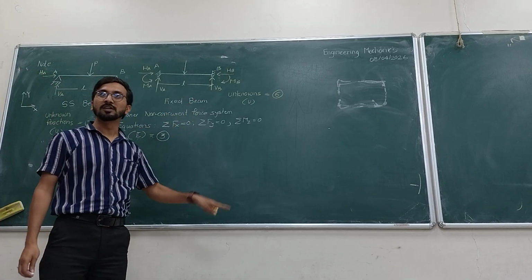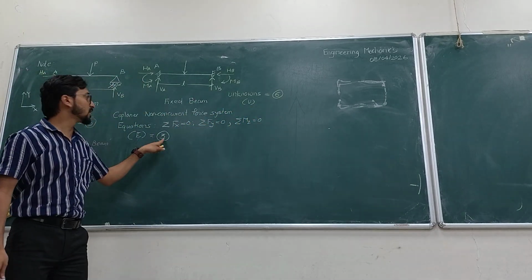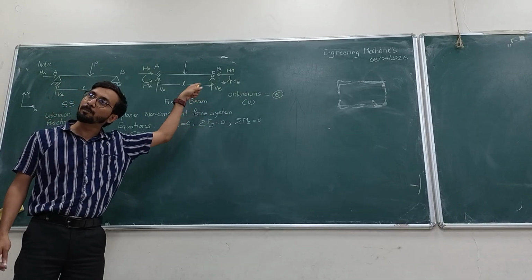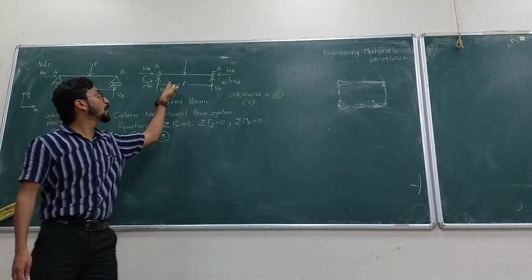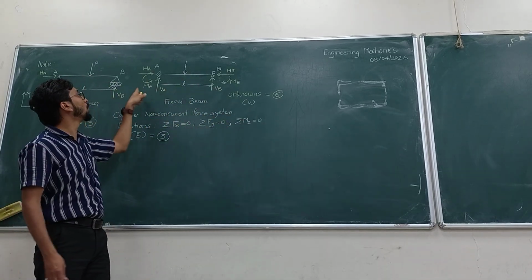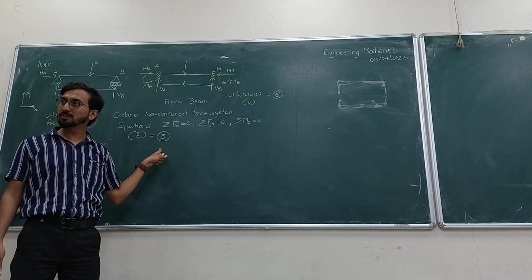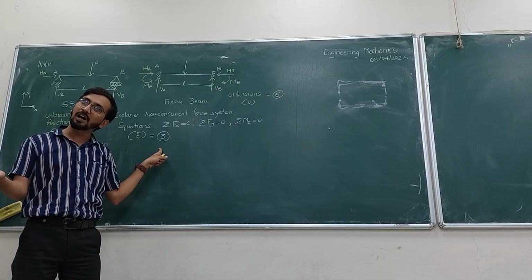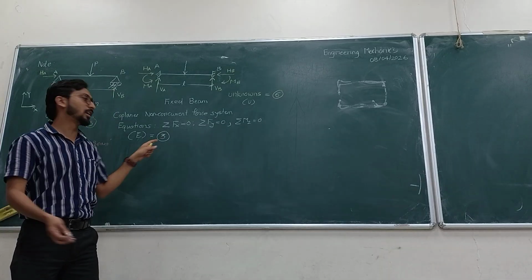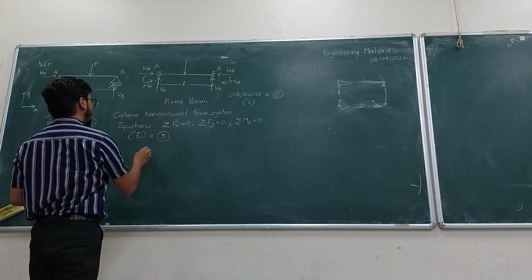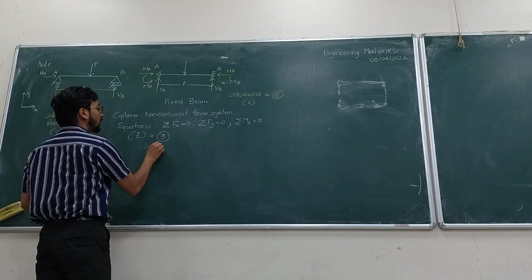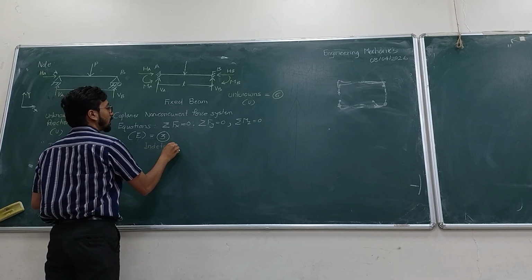Here, if you look at this, there are 6 unknowns and equations are 3. Can you solve this problem completely by finding out all the 6 reactions using 3 equations? No. That is why this structure is called an indeterminate structure.